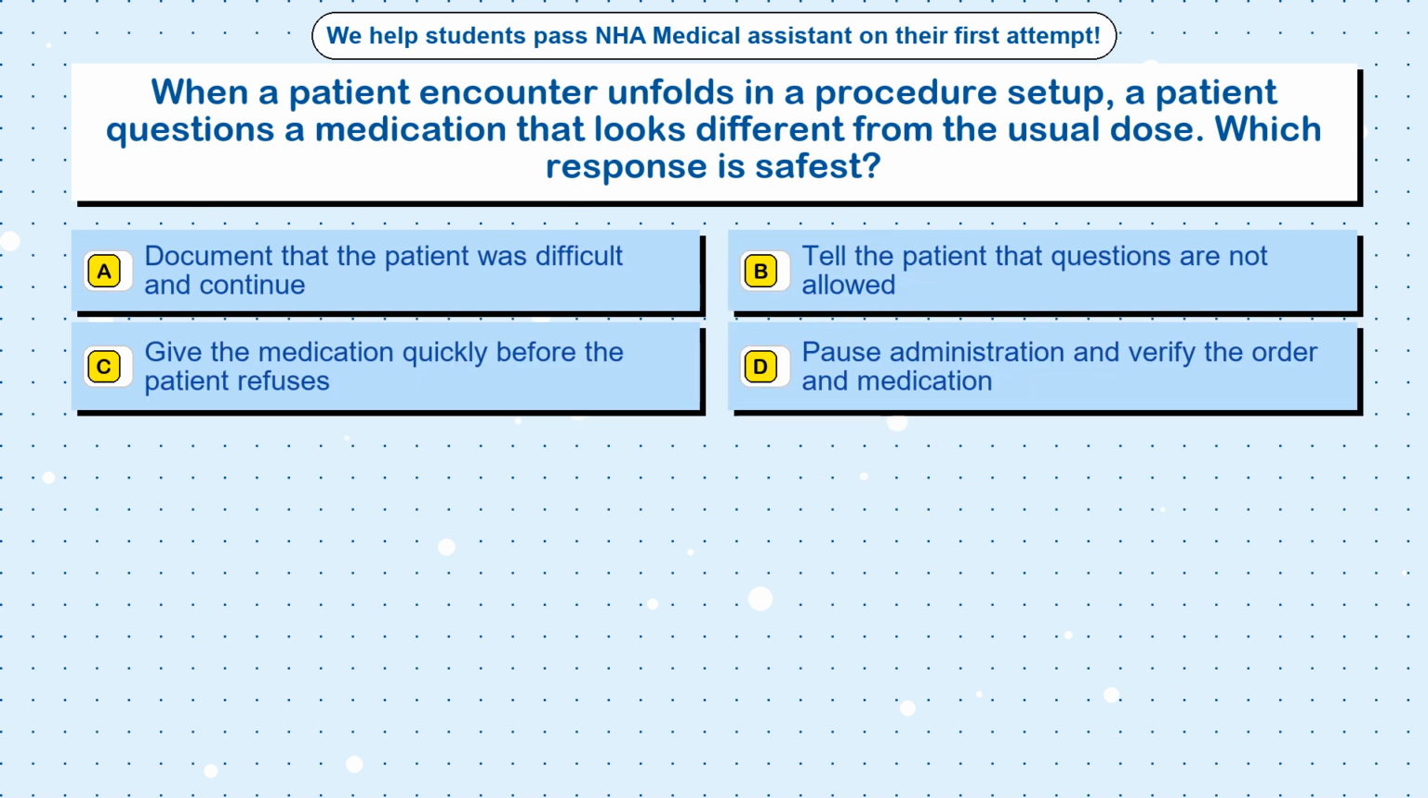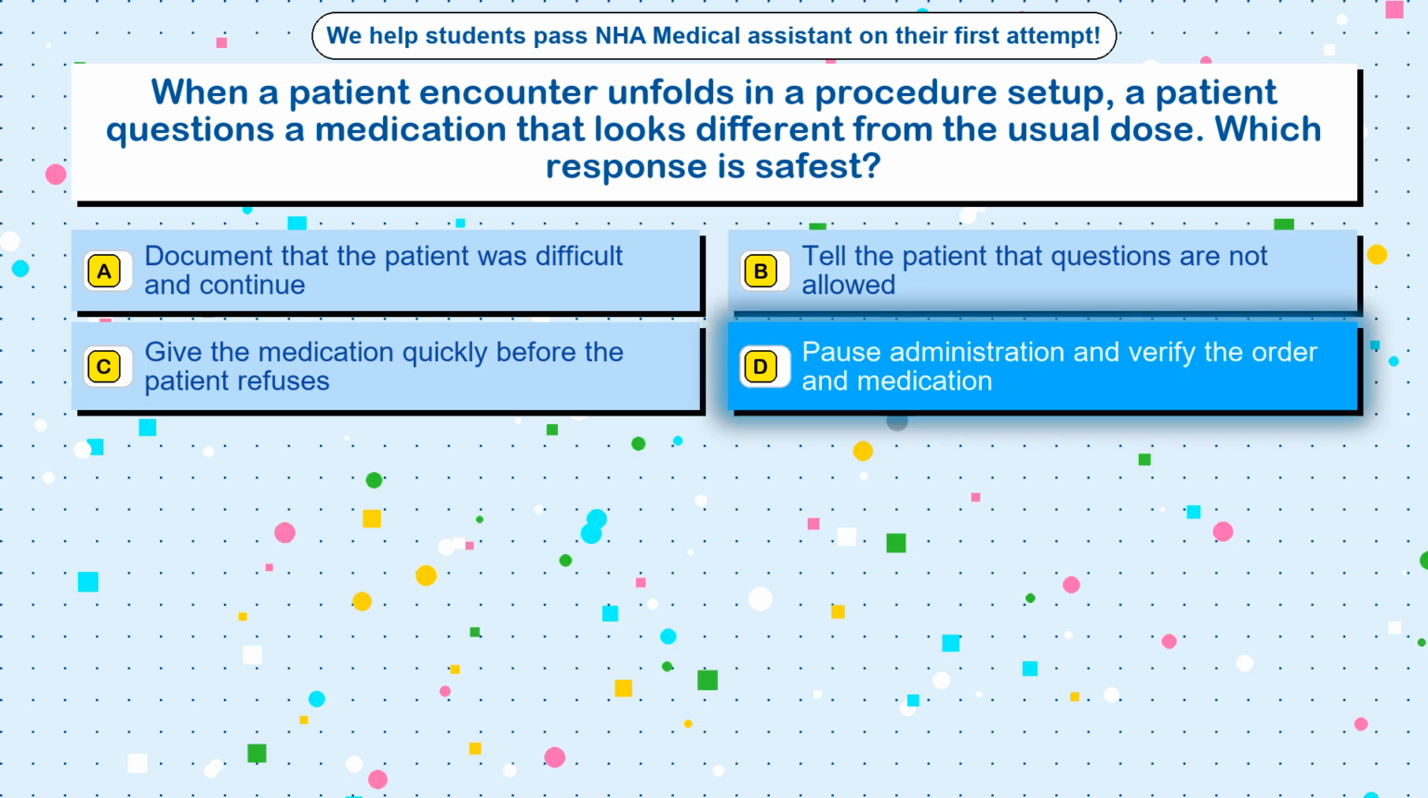Question 66. When a patient encounter unfolds in a procedure setup, a patient questions a medication that looks different from the usual dose. Which response is safest? Option A. Document that the patient was difficult and continue. Option B. Tell the patient that questions are not allowed. Option C. Give the medication quickly before the patient refuses. Option D. Pause administration and verify the order and medication. The correct answer is option D.